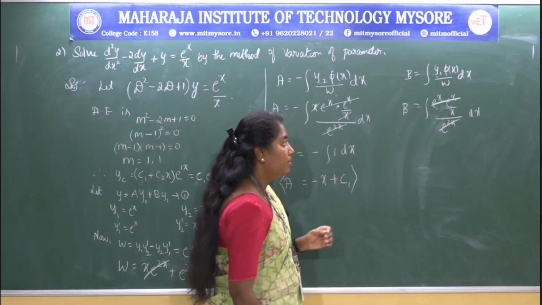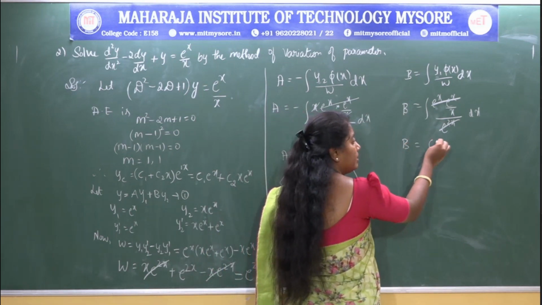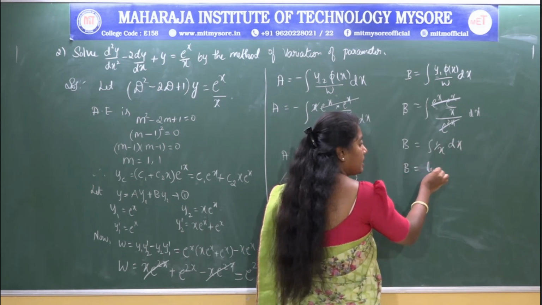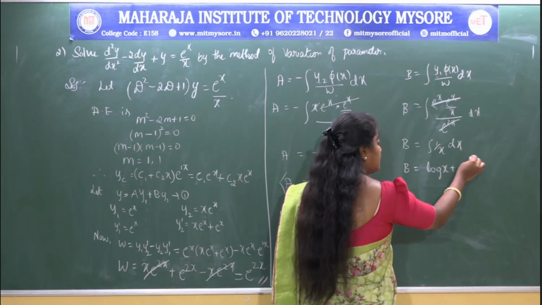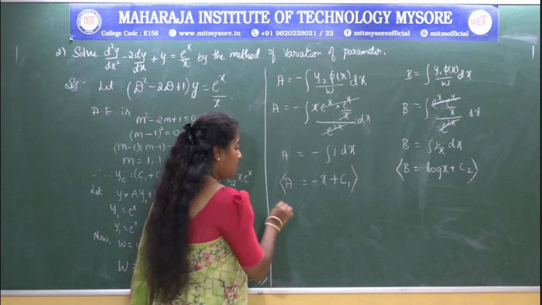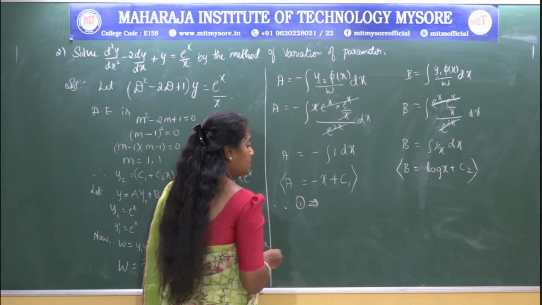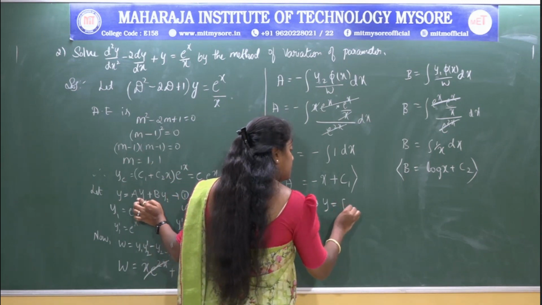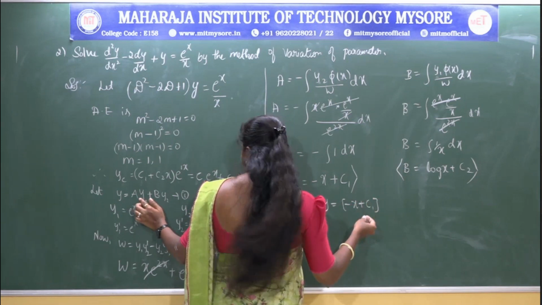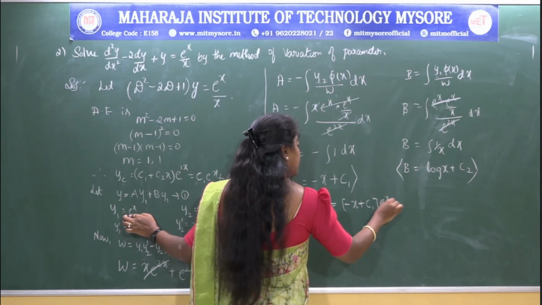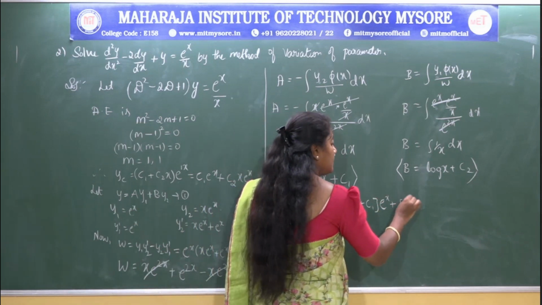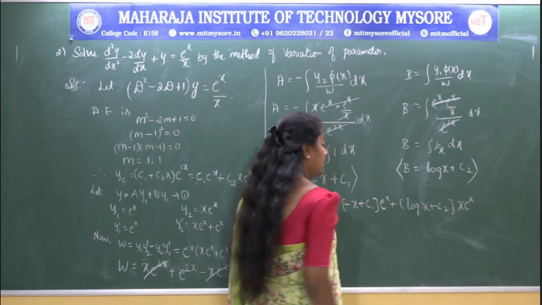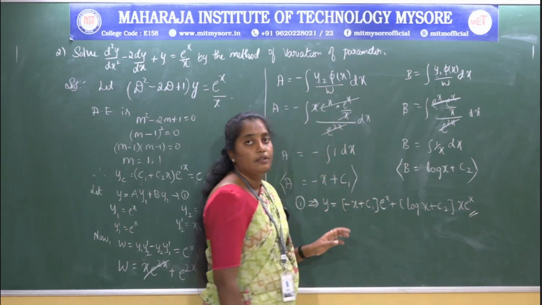In the same way, the value of b is, what is remaining here, 1 by x with respect to x, and the integration of 1 by x is log x plus c2, the integral constant. Therefore, substituting the obtained a and b in equation number 1, y is equal to a times y1. We have a as minus x plus c1, times y1, which is e^x, plus b, that is log x plus c2, times y2, that is x e^x. So this is the solution.